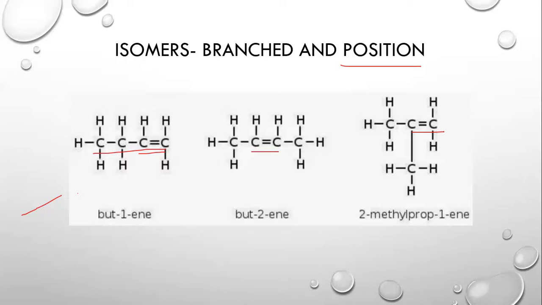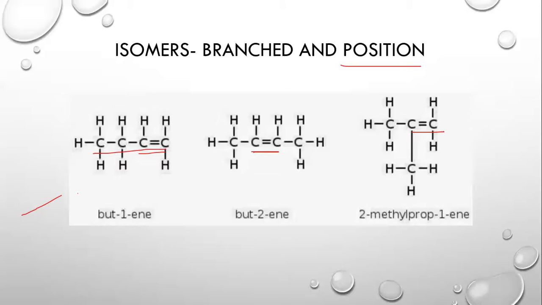Now, why are we saying position isomer? Because position isomers are basically telling us the position of the functional group in the compound. As you can see, in the first structure we have the functional group at the corner, whereas in the second structure, we have the functional group in the middle. So, the position of the functional group will determine the name as well.